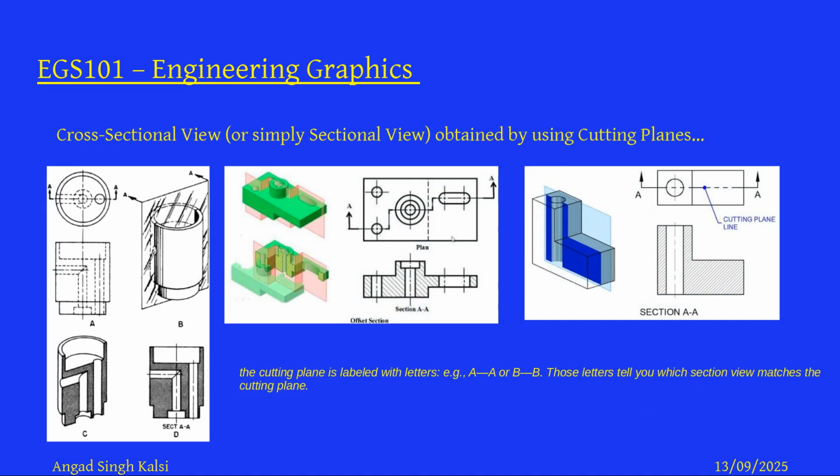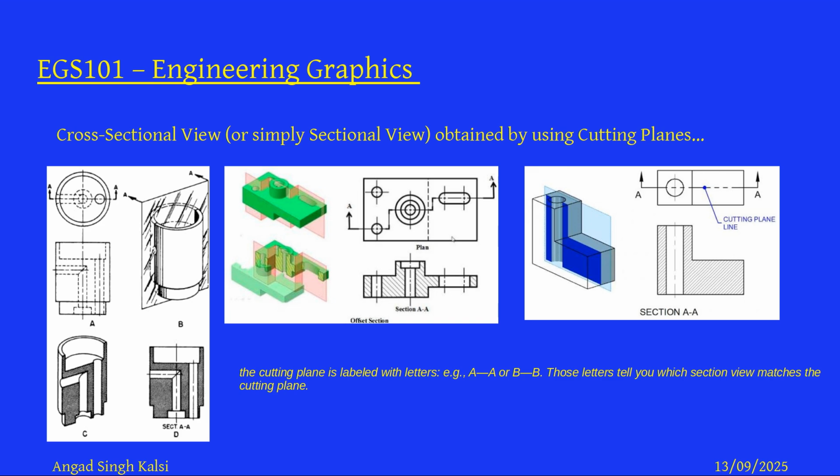Now moving forward, here we can see the cross-sectional view, which is obtained by using cutting planes. As we can see in these three drawings, the cross section of an object is visible on the paper when we cut the object using a cutting plane. The cutting plane is labeled with letters like AA or BB. Those letters tell us which section view matches the cutting plane.